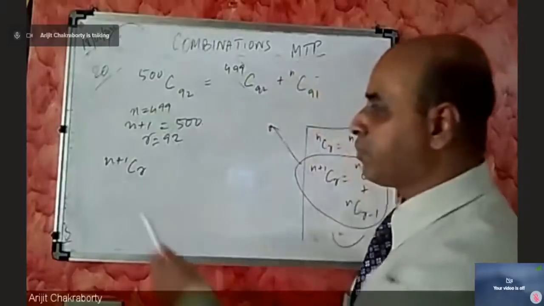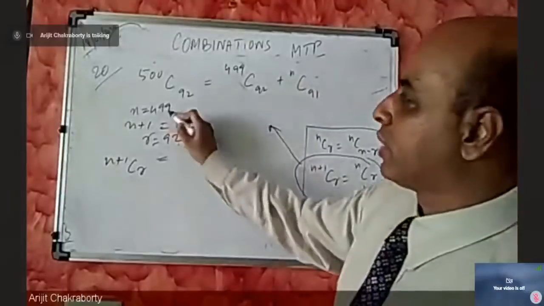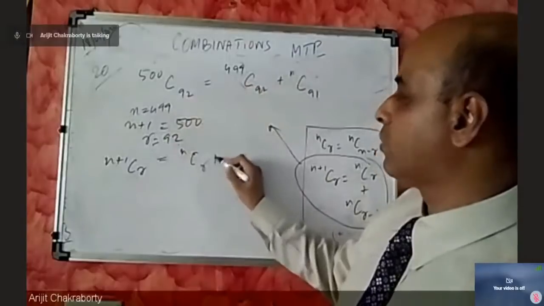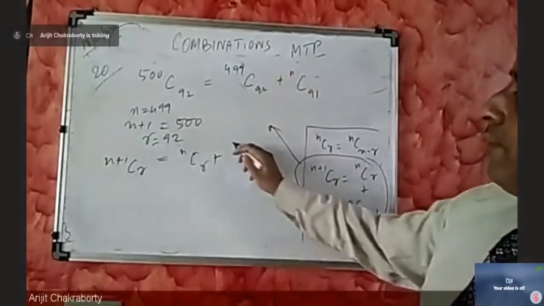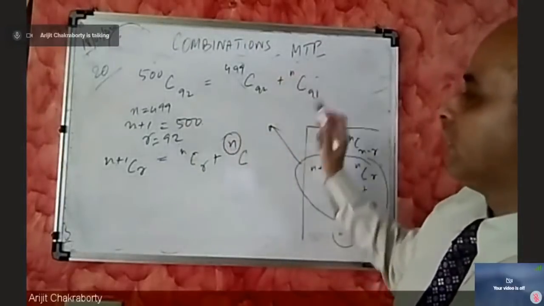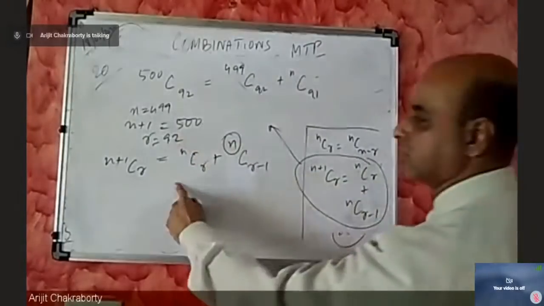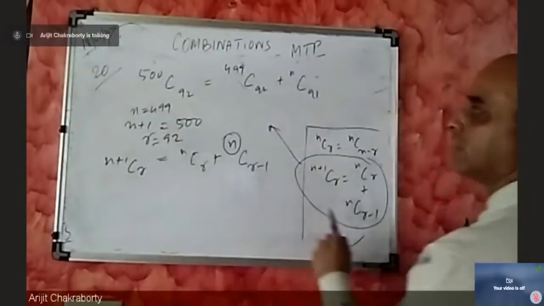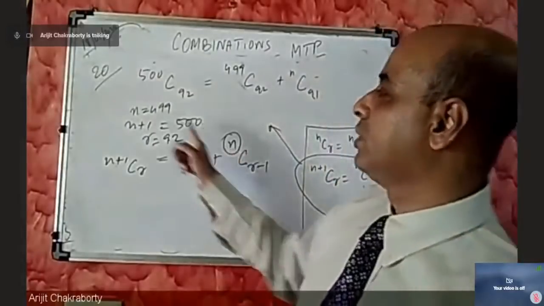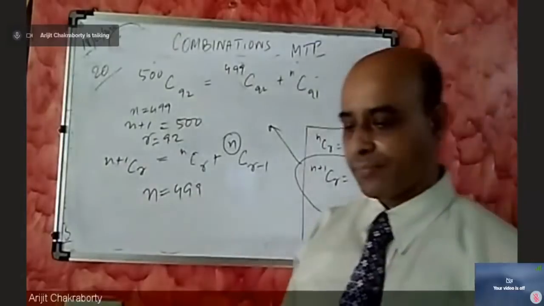So it becomes N+1 C R is equal to, on the right hand side you get N is 499. So I write N C R, R is 92, N C R plus, here you have N, which you have to find out, N C 91. 91 is what? R is 92, so it is R minus 1. The same formula. So you can easily understand that this N has to be equal to 499. So N is 499 in this case.